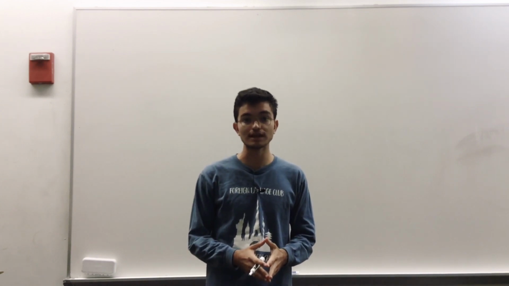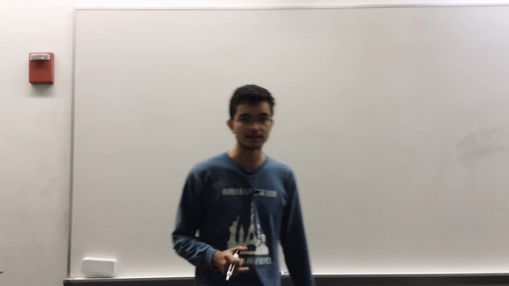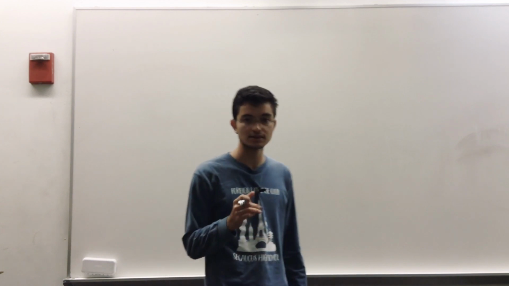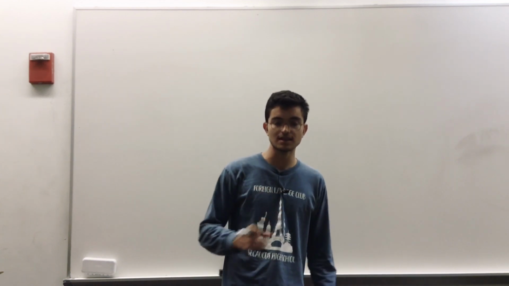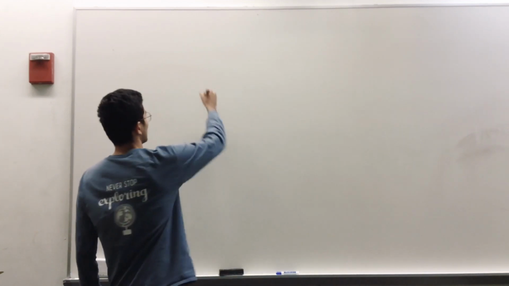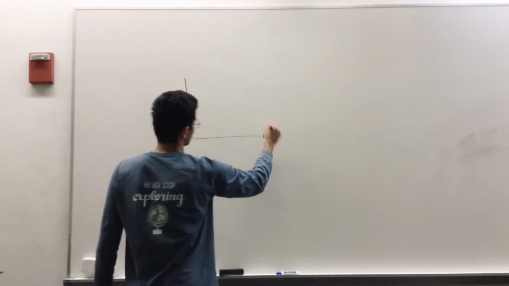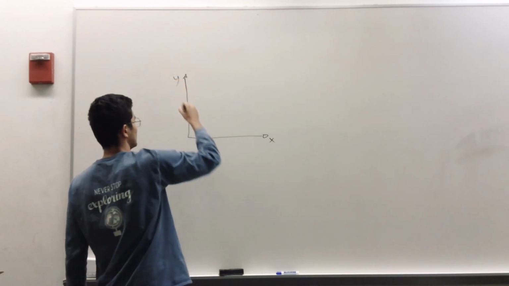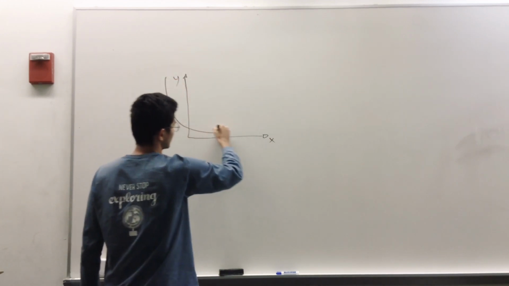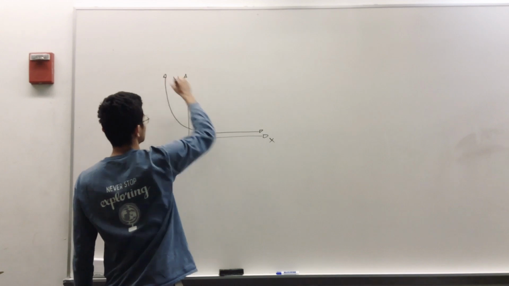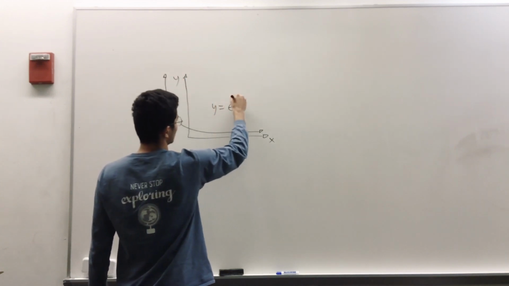Well, in this video I'm going to calculate the infinite volume that is generated by this curve, e to the negative x, when it is revolved about the y-axis. So suppose you have a Cartesian plane, x, y, and then we have e to the negative x. It falls like that, so this is going to be the function.